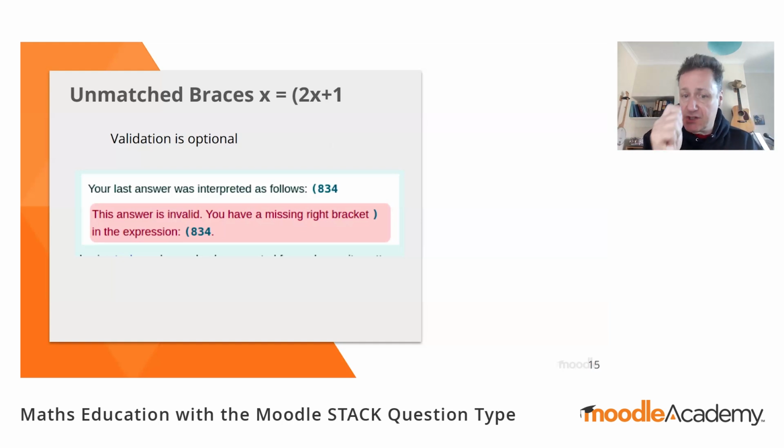And what will happen is, as the student goes to press submit, it says, your last answer was interpreted as follows, brackets 8. I know it says 834 there. You have a missing right bracket in the expression, okay? So they simply can't submit it unless it's a valid response. And this means the system assesses a possibly correct answer rather than seeing it as just some nonsense.